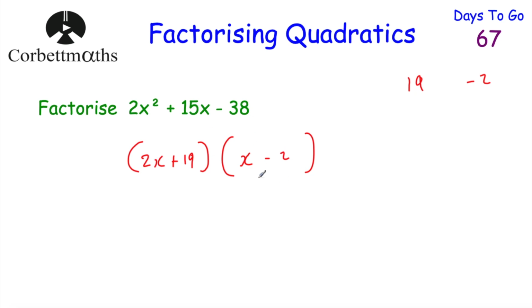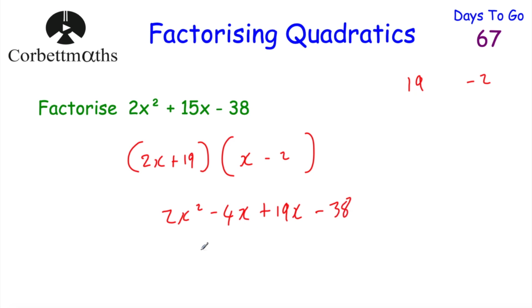And let's just check and see if I expand this, do I get what we started with? So 2x times x is 2x squared. 2x times minus 2 would be minus 4x. 19 multiplied by x would be plus 19x. And then 19 multiplied by minus 2 would be minus 38.